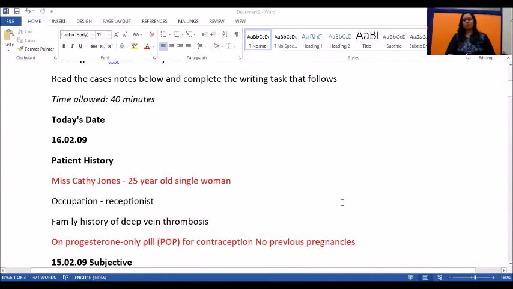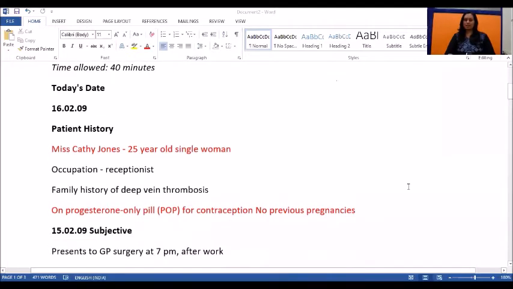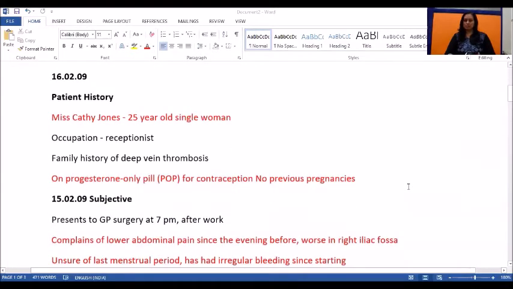Whatever you see in red has been highlighted, and these are the points that I feel are important. These are the relevant points that I have picked out from the case notes. Today's date is 16/2/2009. Though you are writing the exam in 2018, please see to it that you write the date that is given in the case note and not the date that you're writing the exam in. Here in your case notes, it's given as 16/2/09. Keep that date in your letter.